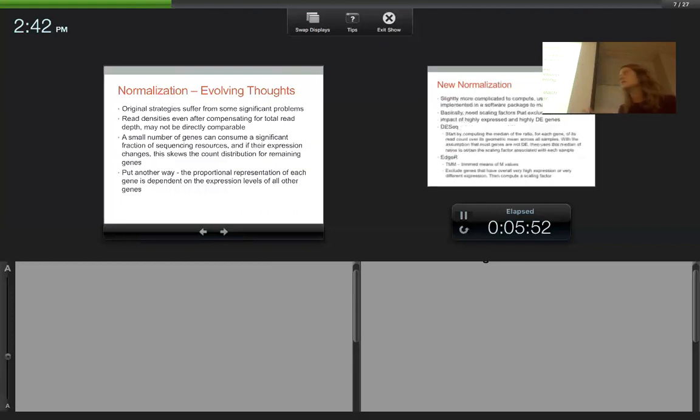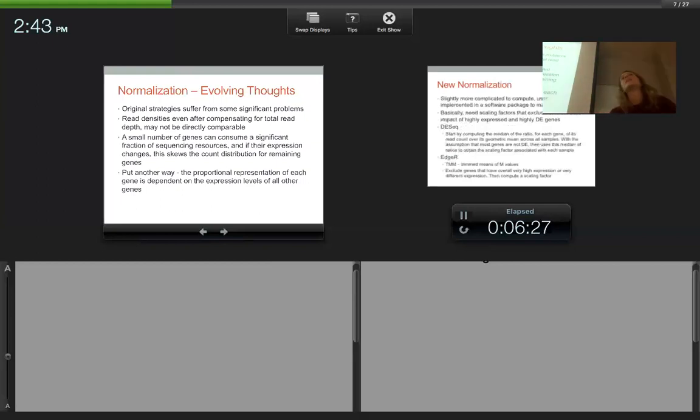The original strategies that people used for normalization have suffered from some significant problems. Read densities, if you only compensate for total read depth, that's not really sufficient to compensate. And so a lot of the thinking about normalization now is, one thing is that a small number of genes can consume a significant fraction of sequencing resources. So if their expression changes, this kind of skews the distribution for everything else.